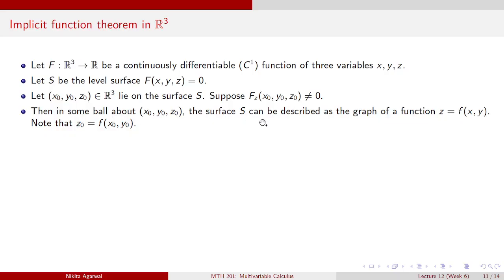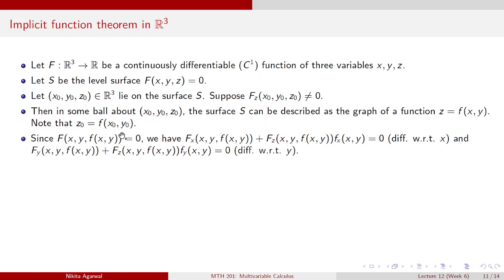Why? Because in a small ball about this point, you can describe it as a graph. That means this point should also satisfy this equation, right? So therefore z naught is f of x naught, y naught. Now, because this is satisfied, when you put z equal to f(x, y) in the equation F(x, y, z) equal to 0, it satisfies that curve. Therefore, you have this equation.